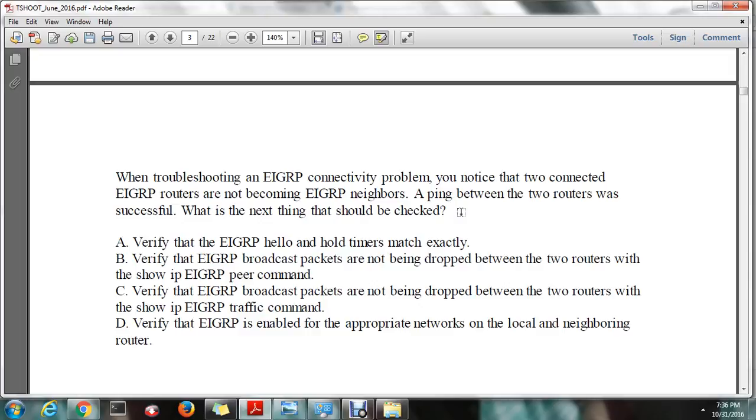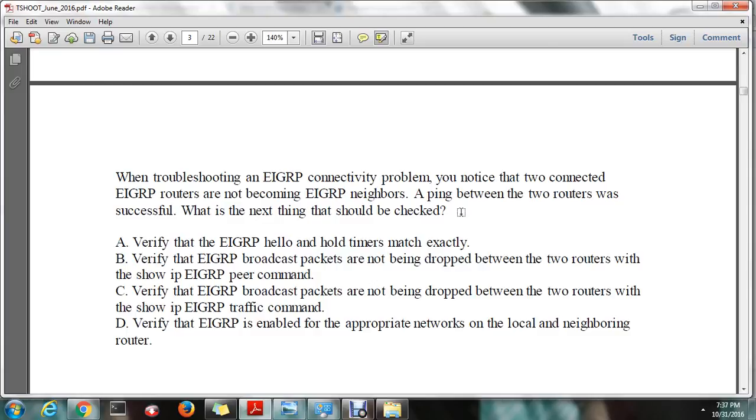Next one. Verify that broadcast packets are not being dropped between the two routers with the show IP AHRP peer command. Sorry, I pronounced it wrongly. Let it go, because my pronunciation is not as good as you expected, and I will try to provide good pronunciation. Verify that EHRP broadcast packets are not being dropped between the two routers with the show IP EHRP peer command. This command is not used to check whether broadcast packets are being dropped or not. See, what command will show what peer is configured.